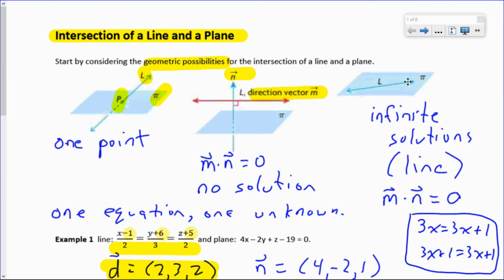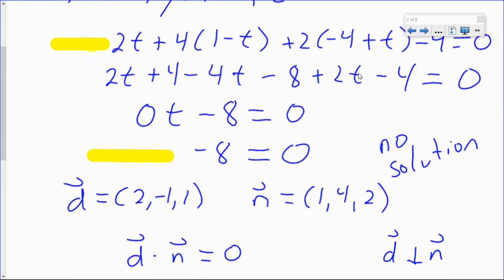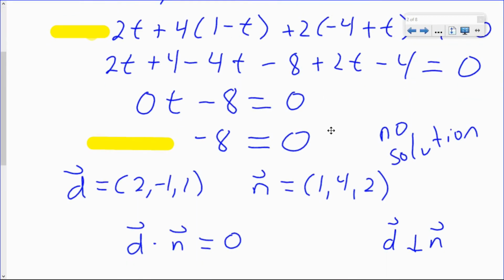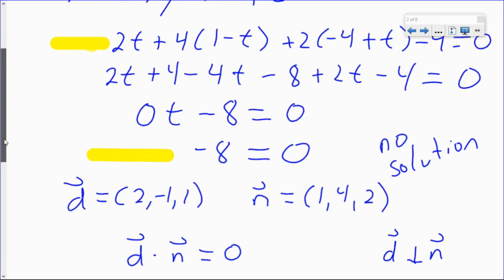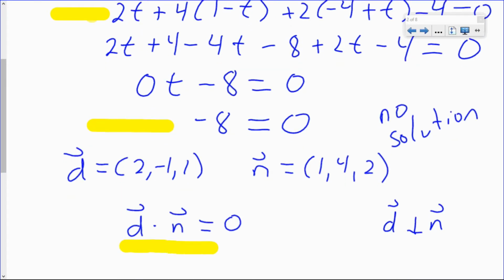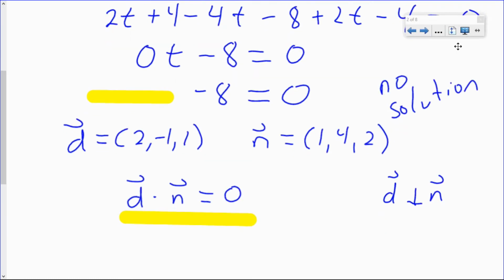How do I know they're parallel and not the same plane? Well, the answer is actually in the algebra here. If the number of points of intersection had been infinite, I wouldn't have got this negative 8 equals 0. I would have got something else. We could have begun the question by looking at this right here, but we don't have to. Let's try the next one.